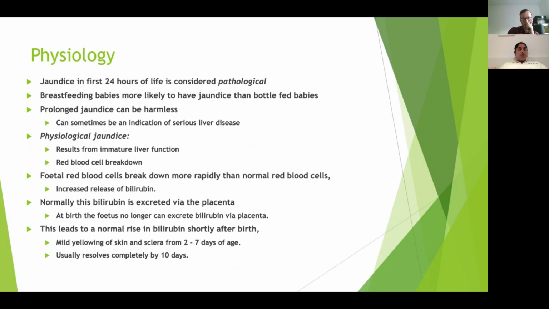Your fetal red blood cells are broken down more rapidly than normal red blood cells, as we were saying, and so this causes an increased release of bilirubin, which is why neonatal jaundice is so common. Normally, babies would excrete bilirubin via the placenta, but obviously once they're born, there's no more placenta to excrete bilirubin by. So this can cause a rise in their bilirubin shortly after birth. You might see in babies that are, say, 2 days old, that they still have a mild yellowing of the skin or the sclera, but this usually resolves by 10 days or so.